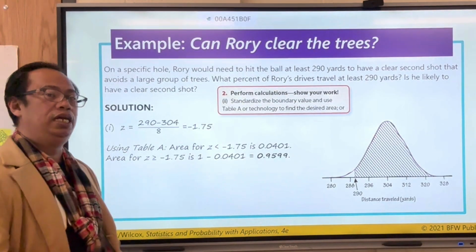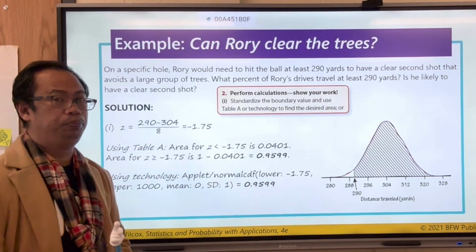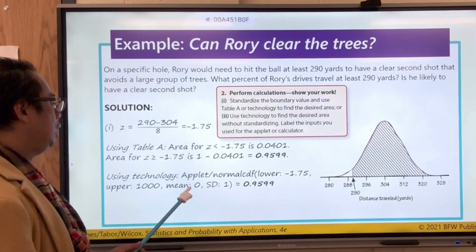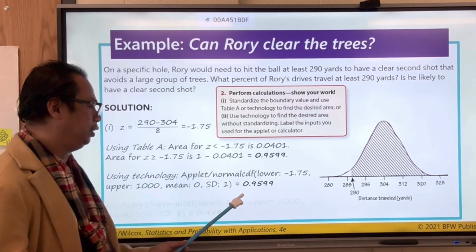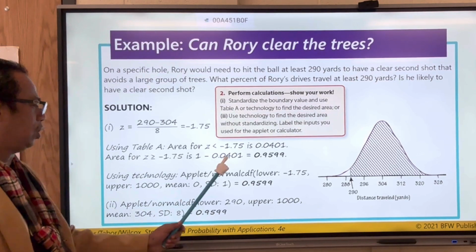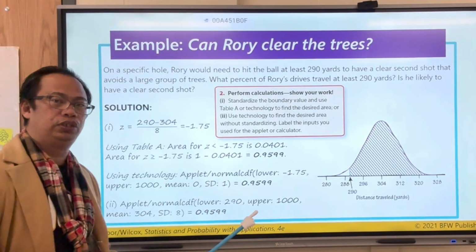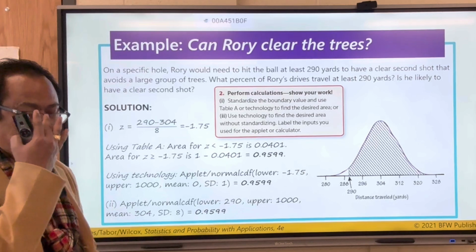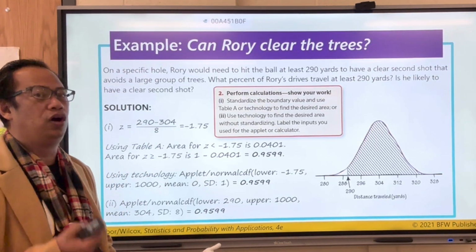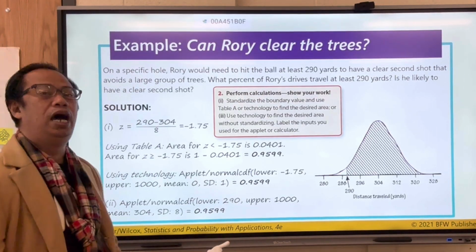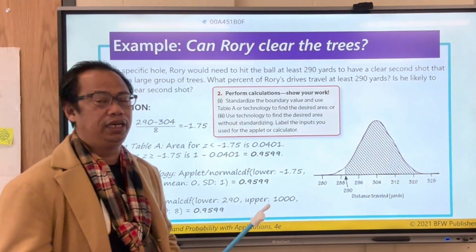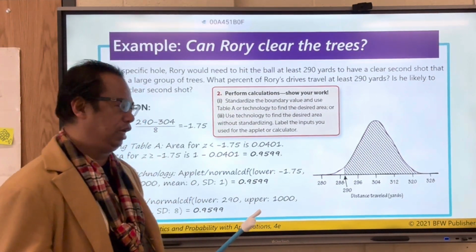In the applets, we also have 0.9599, in the standardized. In the unstandardized, we still have 0.9599. So all in all, they have the same answer. But it depends on the teacher, whether they ask you to calculate it on the table or on applets. Me, I ask my students to use the table, but they can use applets for checking only.